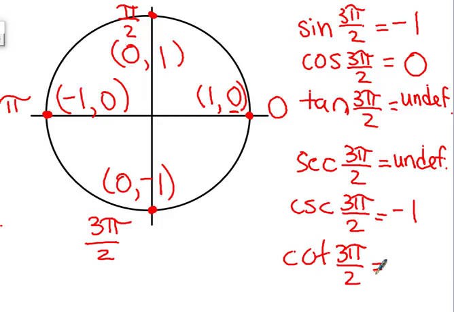And lastly, cotangent at 3π/2 is going to be my cosine divided by sine. So if I take cosine divided by sine, that's going to give me 0. And I just memorized it starts with co, so it's cosine over sine. I memorized that when I was in high school, and I still use that reminder today.